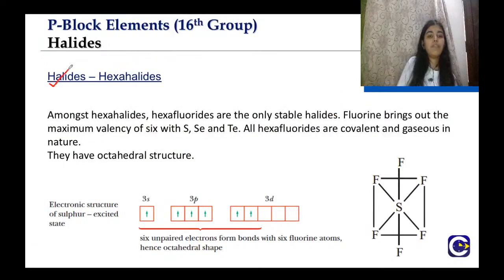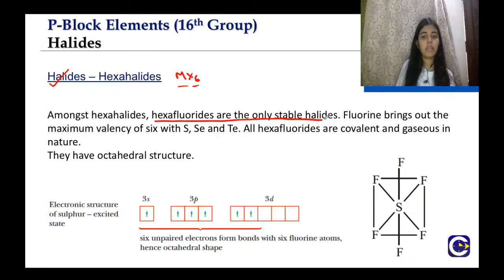Now we'll be dealing first with the hexahalides, that is MX6, right? Among hexahalides, hexafluorides are the only stable halides. Let us know why. Because the coordination number of sulfur is coming out to be basically 6, right? That means 6 atoms are surrounding the central atom.